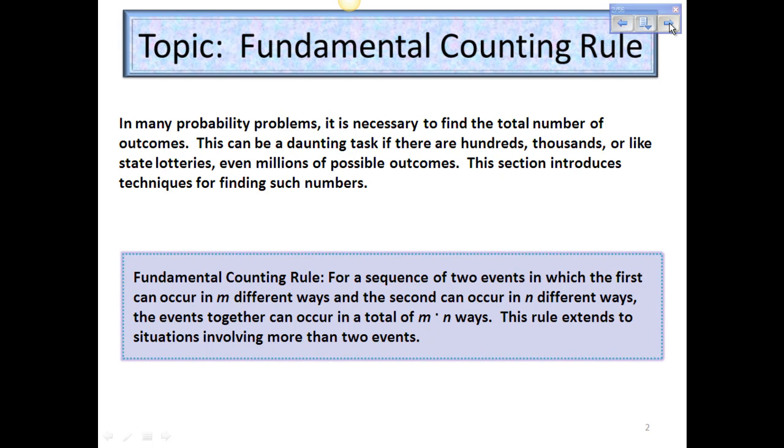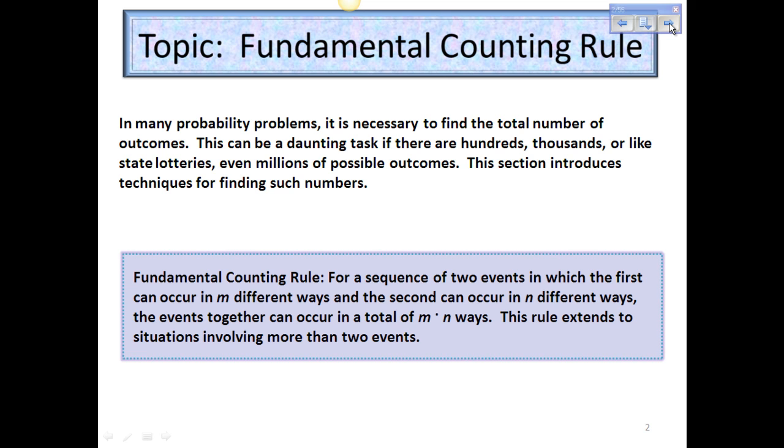In many probability problems, it is necessary to find the total number of outcomes. This can be a daunting task if there are hundreds, thousands, or, like state lotteries, even millions of possible outcomes. So this section introduces techniques for finding such numbers. The first technique we're going to look at is the fundamental counting rule.